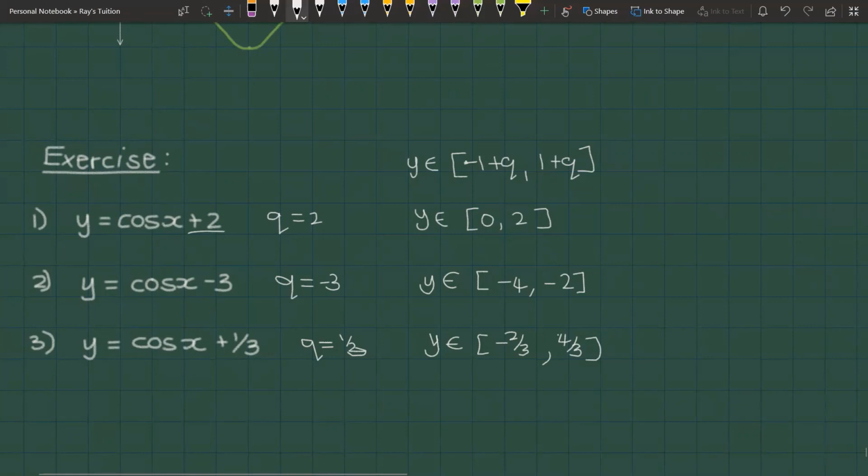Please make sure that you've understood this video and the whole series on the cos graph. If you have not, please rewatch the video and watch the rest of the videos on the trig graphs.